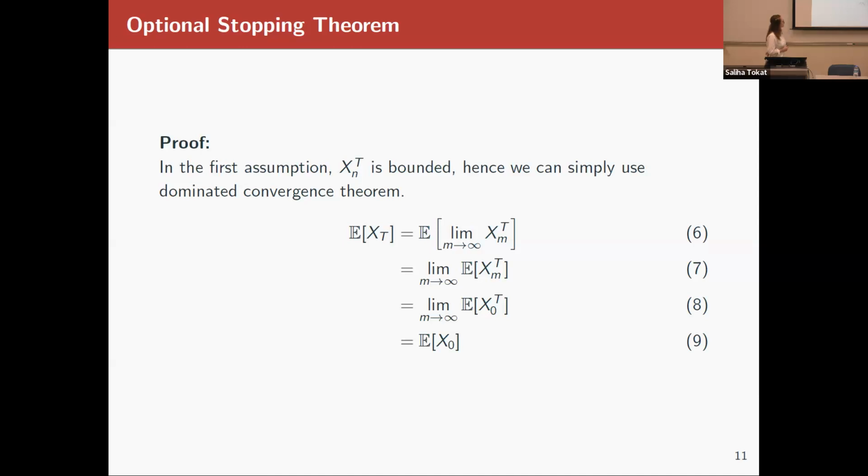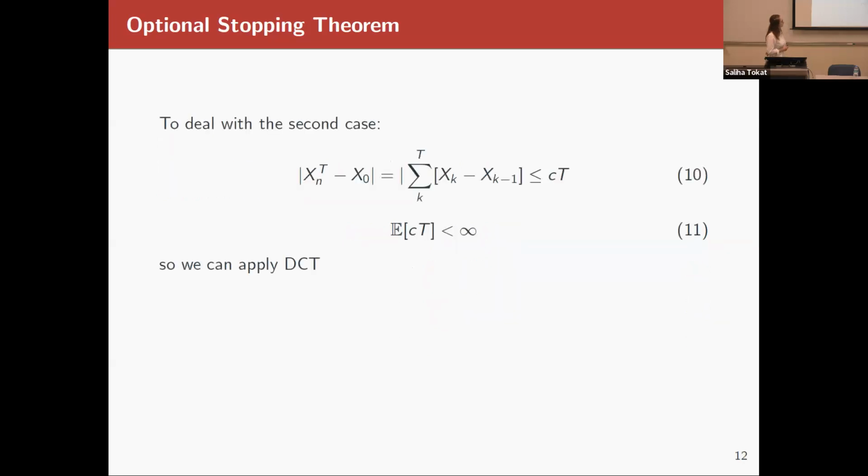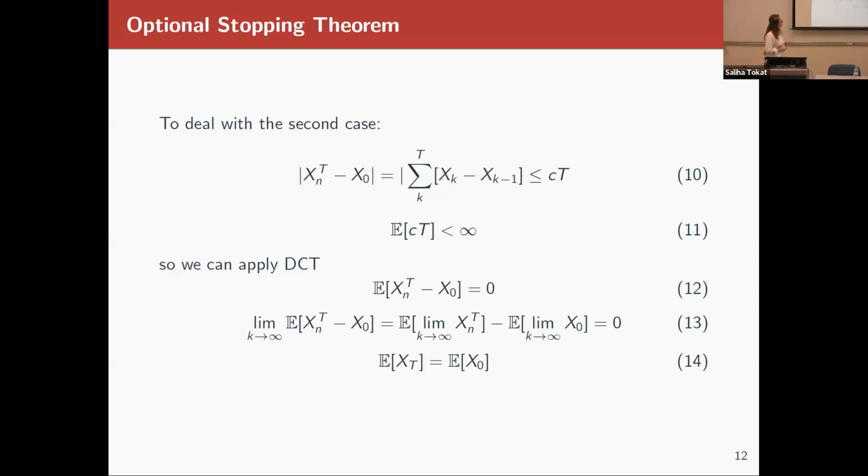In the first assumption, the stopped process is bounded. So in number 7, I can get this limit out of the expectation, and xm is a martingale, I use it, and we get the equality. To deal with the second case, I want to bound my variable. This difference is equal to this sum. I know this is bounded by CT, and the expectation of CT is finite. So again, I use the convergence theorem. This expectation is equal to 0 because it's a martingale. Then I do some calculations and I get the same equality.